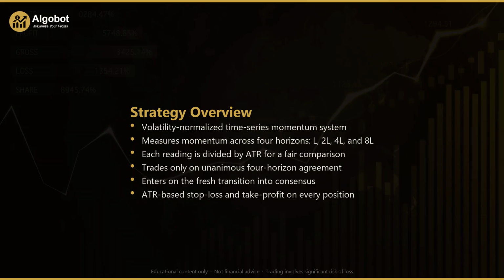It lets the strategy compare a fast move and a slow move on equal footing, regardless of whether the market is quiet or active. A position is only considered when all 4 horizons agree, when every one of them points the same direction at the same time. The idea is that a genuine trend announces itself at every scale, while choppy, mean-reverting markets tend to have the short and long horizons disagreeing. On top of that agreement, the average momentum must clear a magnitude threshold measured in ATR units, so weak, aimless drift is filtered out.